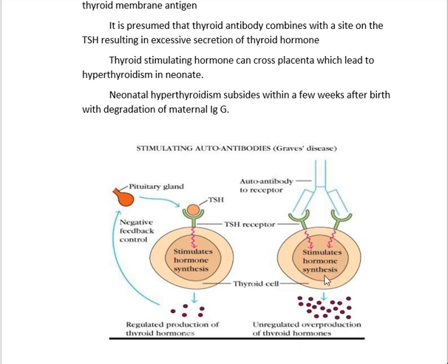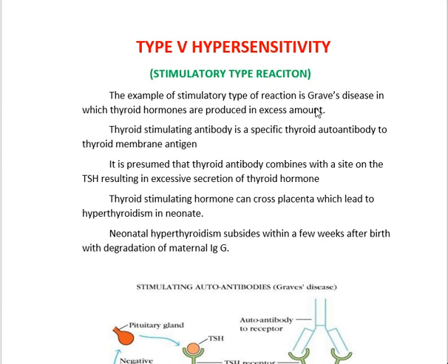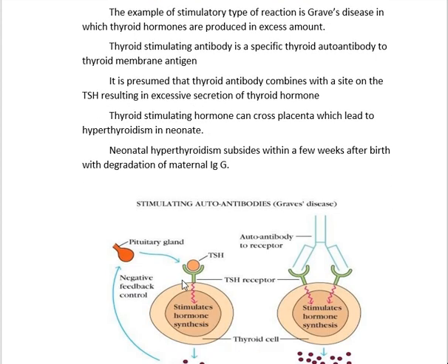Now what happens? This stimulates hormone synthesis, and you are going to have an unregulated overproduction of thyroid hormones, which leads to hyperthyroidism. So that's how this leads to a disease called Graves' disease. It is presumed, as I told you, to be the second type. It combines with a site on the TSH receptor, resulting in excessive secretion of thyroid hormone. The antibody can cross the placenta, which leads to hyperthyroidism in neonates. Neonatal hyperthyroidism subsides within a few weeks after birth with degradation of maternal IgG.